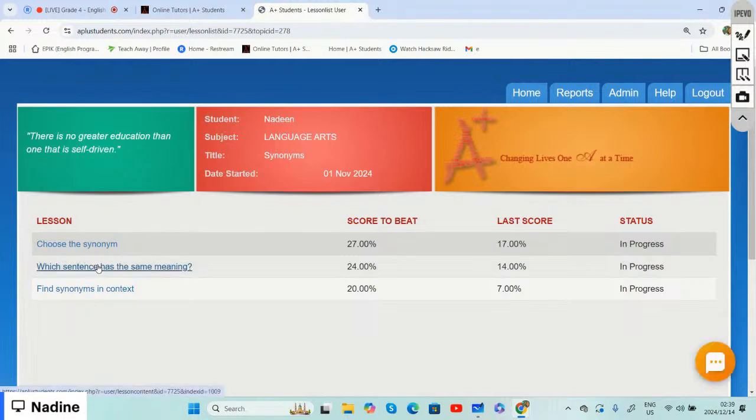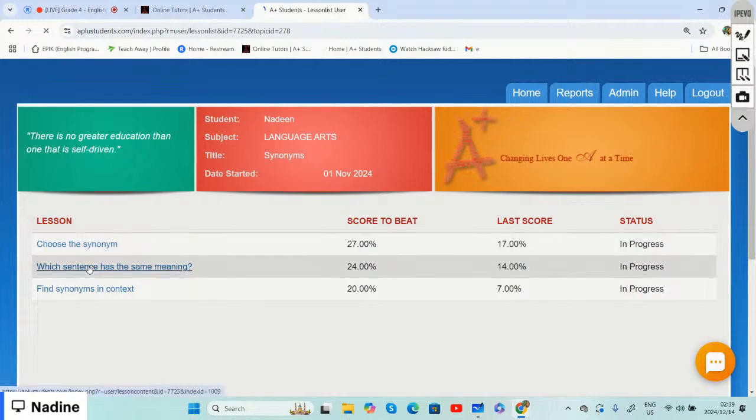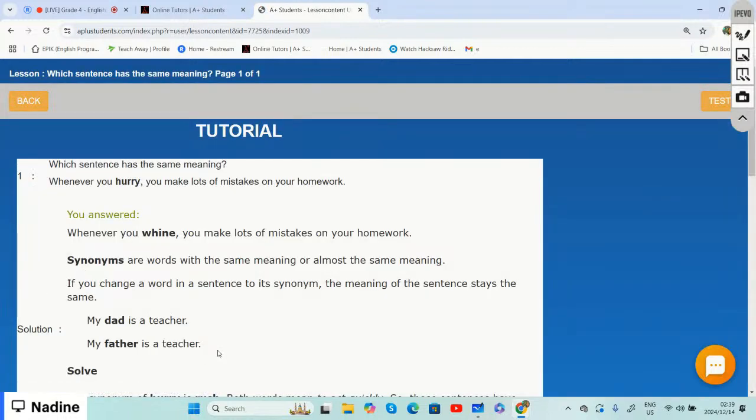say which sentence has the same meaning. So, which sentence has the same meaning, right? And if you look at the specific sentence, you'll maybe have two sentences with two different words in, but the words have the same meaning. If you were to remove that word and put another word that has the same meaning, the meaning of the sentence would still be the same.